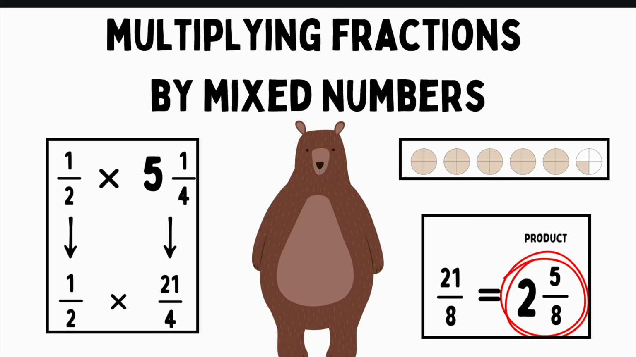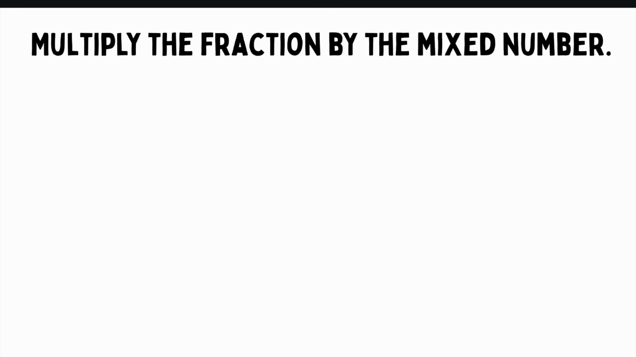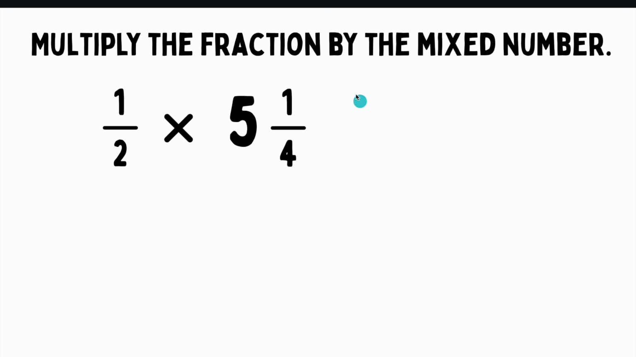Welcome back, Math Grizz. Today we will be multiplying fractions by mixed numbers. Multiply the fraction by the mixed number. Let's multiply 1/2, which is a fraction, times 5 and 1/4, which is a mixed number.